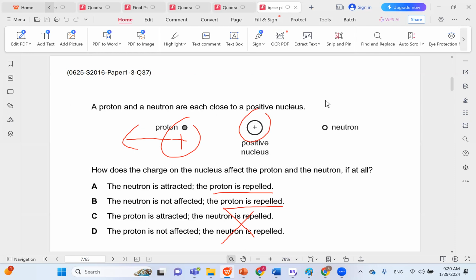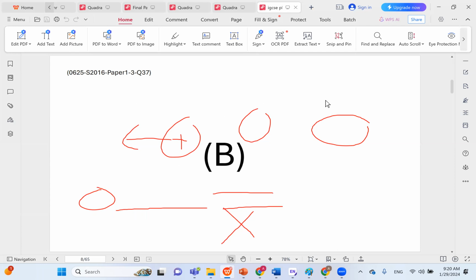What about the neutron? The neutron here is neutral, so it will not be affected. It will neither be attracted nor repelled. So the neutron is not affected. This is the correct answer. And B is the correct choice here.